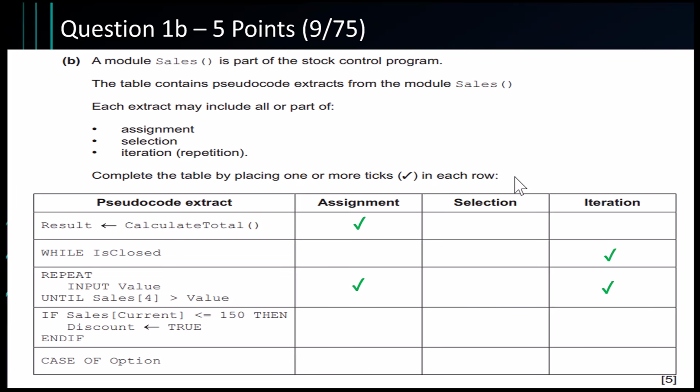If cells index current is less than or equal to 150, here's my if statement. I know right away that's going to be selection. Then I have discount arrow true. That means it's an assignment and selection. And then I have case of option. Only one line there. My case statements, those are also selection.